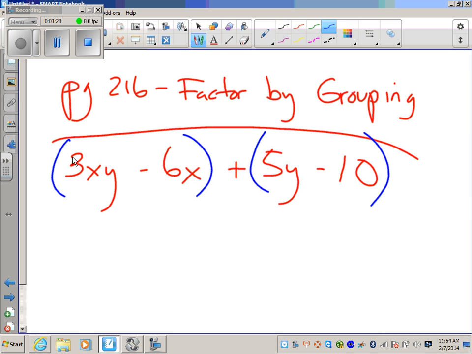What we want to do is find, with this first set, what is the GCF between 3xy and the 6x, and pull it up. 3x, and that is then going to leave me with y minus 2. GCF between the 5y and the negative 10: 5. Positive 5.